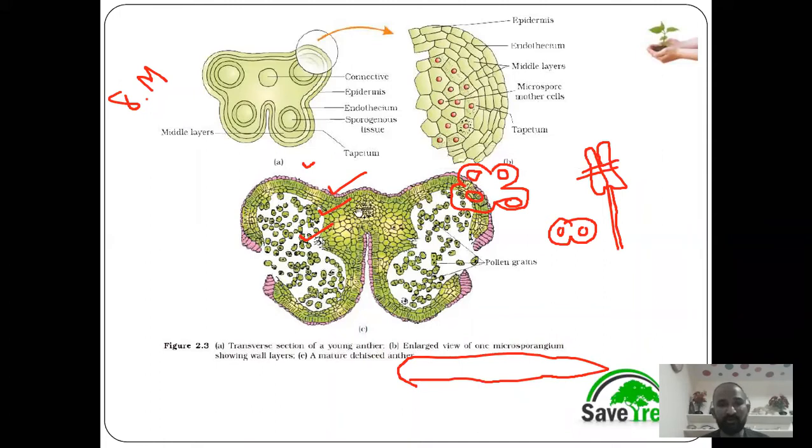Okay, in between the two lobes, there is a connective tissue present. You see this in the anther cross section. You may take only part of the section: connective tissue, epidermis, middle layers, and sporogenous tissue. The tapetum layers are the main ones.